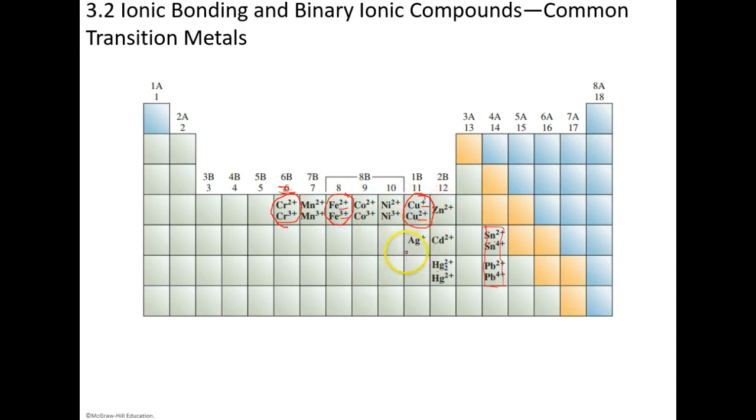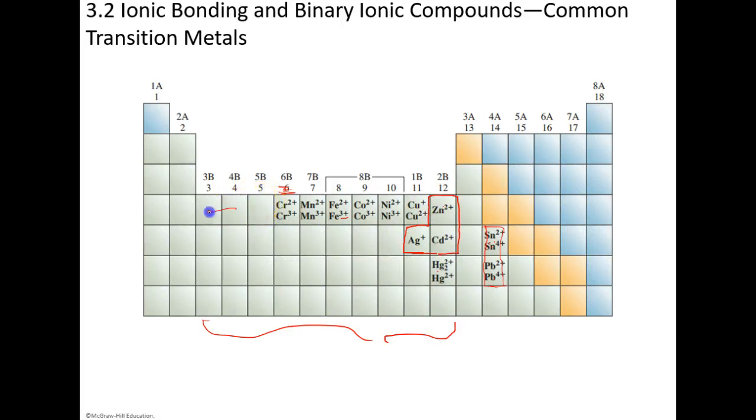Notice there are only three, and this I want you to memorize. There are three elements that only have one charge that are part of the transition metals and the post-transition metals. They are zinc, cadmium, and silver. You have to memorize these. Zinc and cadmium both have 2+, and silver has a 1+.